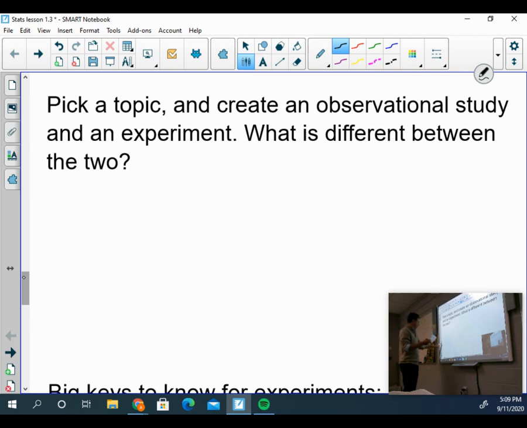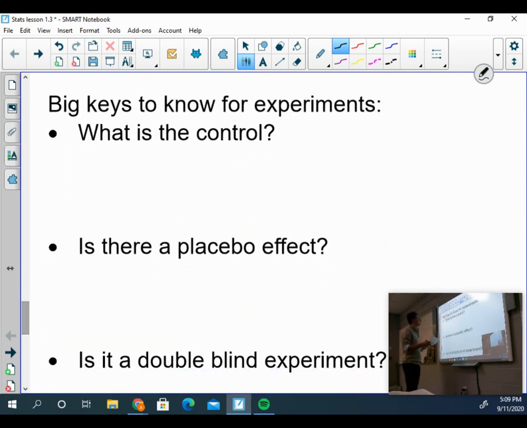All right. So now we're going to talk about some big keys to know for experiments. We contrasted experiments and observational studies. Now we're going to hone our gaze on the experiment. So we know an experiment is a deliberately imposed treatment trying to impact change. The question becomes, what's the control?